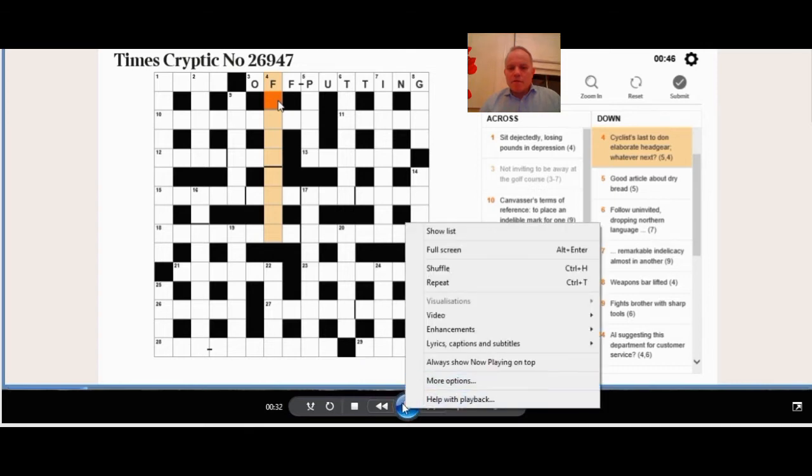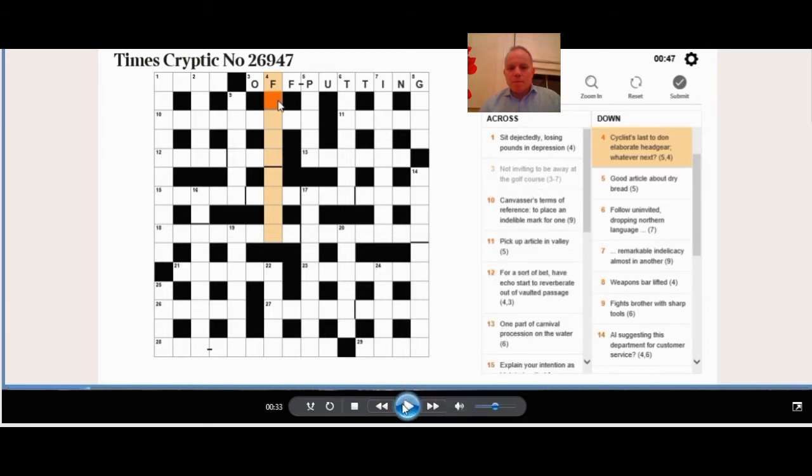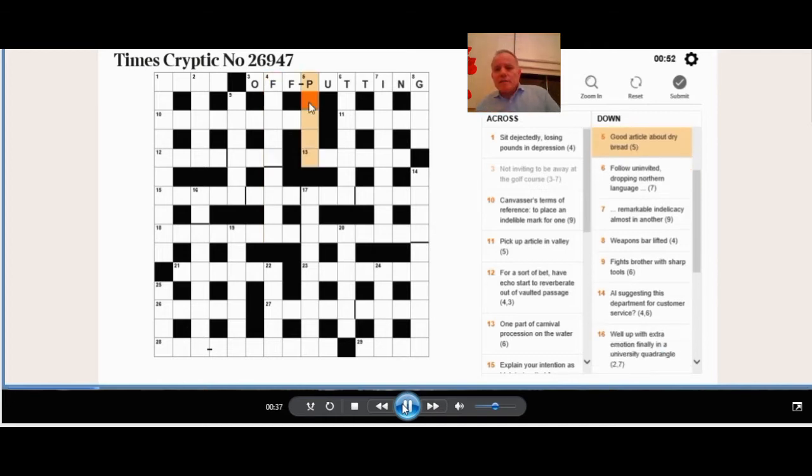And this is going too quick for me, so I will pause here. Four down, I didn't get this immediately. Cyclists last to don some sort of headgear, wasn't it? Elaborate, I think, was in the clue, and that was really the key part.